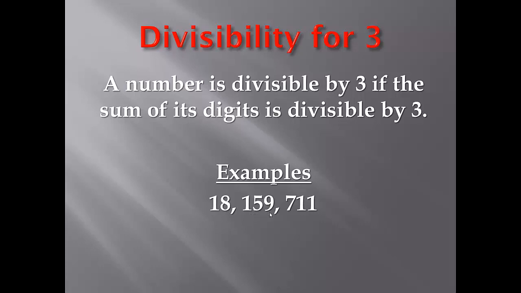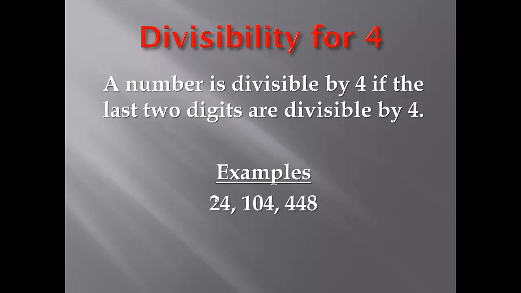For 159, we're going to add up our digits. 1 plus 5 is 6, and 6 plus 9 is 15. 15 can be divided by 3, so we know that 159 can be divided by 3. And our last example is 711. So we'll add up its digits. So 7 plus 1 is 8, plus 1 more is 9. 9 can be divided by 3, so we know that 711 can also be divided by 3.